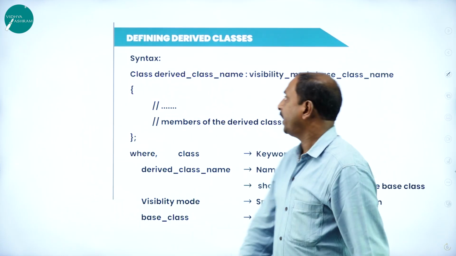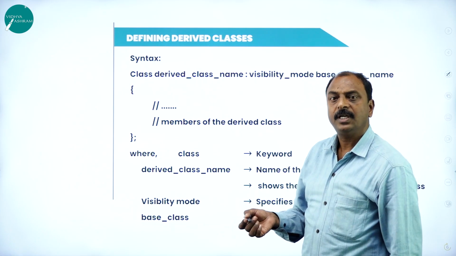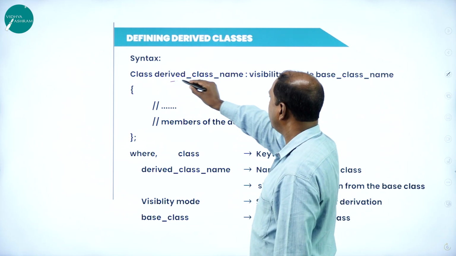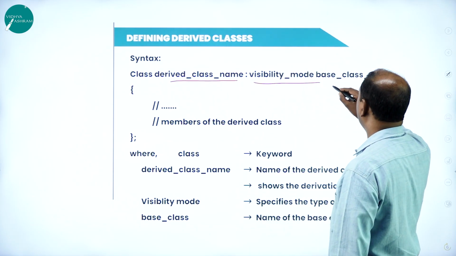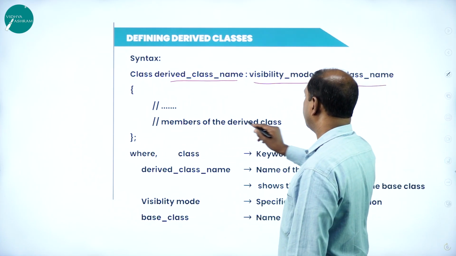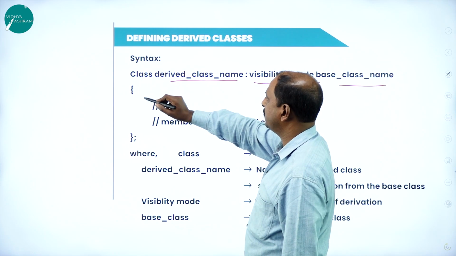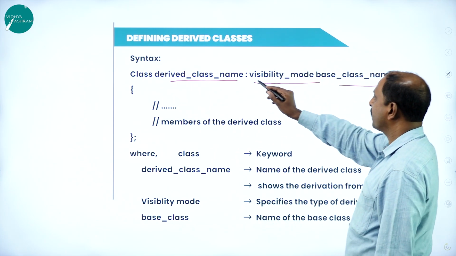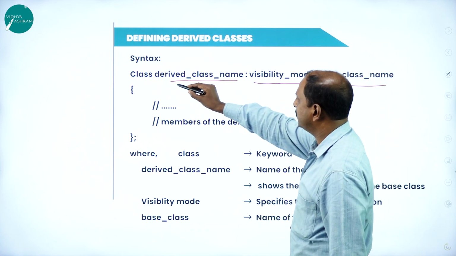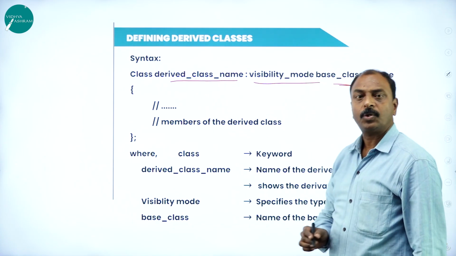Now let us see how to define a derived class. Because we know there will be a class that is called the base class. The syntax is: class, derived class name, visibility mode, and base class name. Then open the bracket, and here are the members of the derived class, and close the class with a semicolon. So this is the derived class name, visibility mode, and this is the base class name. It means that this derived class acquires properties from this base class. That is the concept of inheritance.